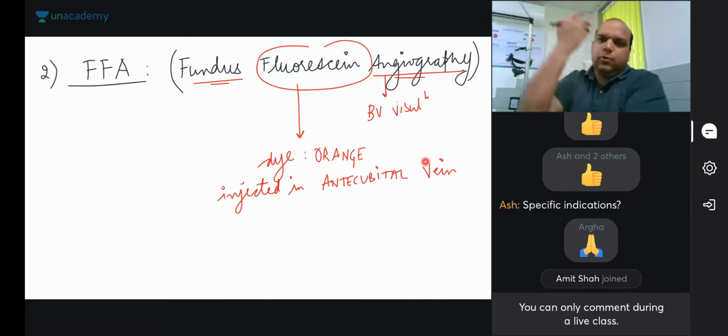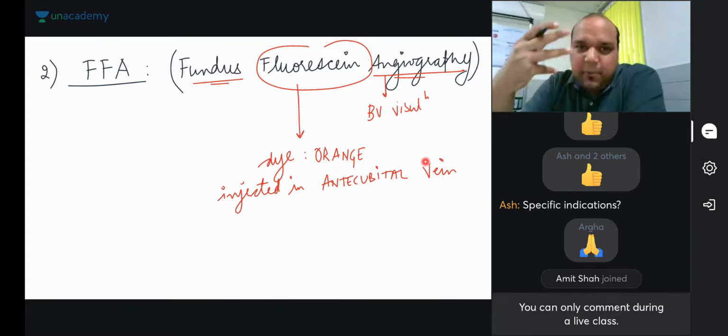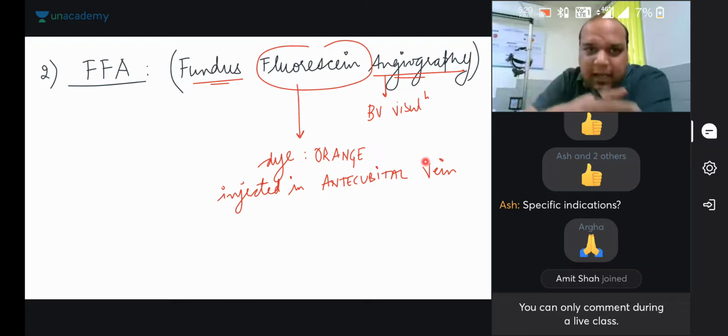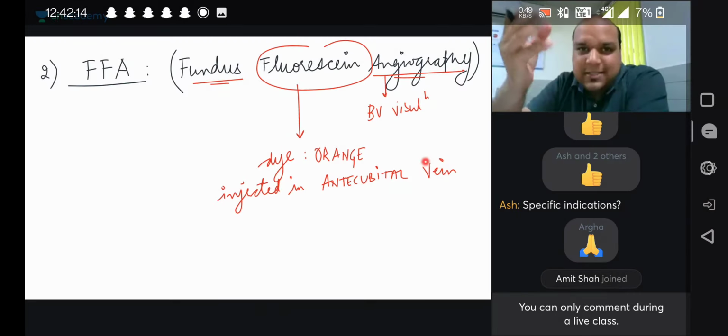From the antecubital vein, it will go to my eye. It reaches around after 8 to 12 seconds. Then we will shine light, and then the dye will have fluorescence. Fluorescein is the name of the dye because it gives some fluorescence. Fluorescence means shine. Wherever the dye goes, that part will have fluorescence. That part will shine. Am I clear?